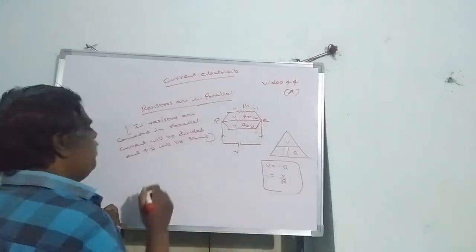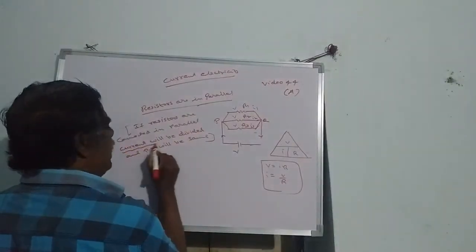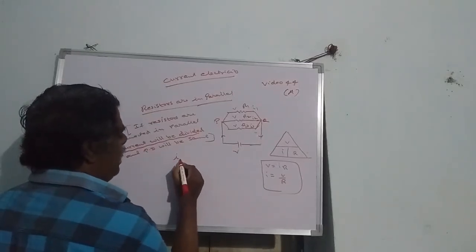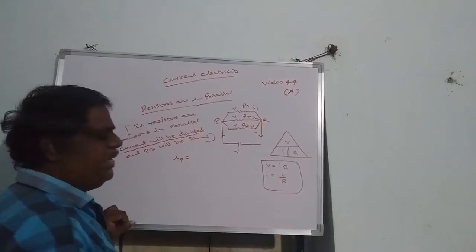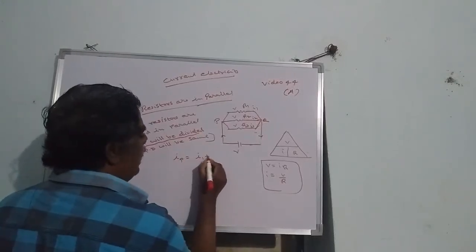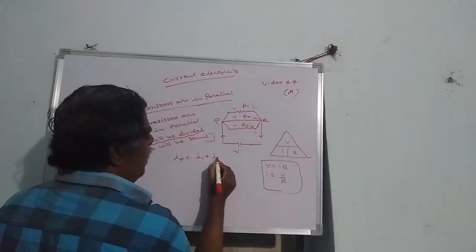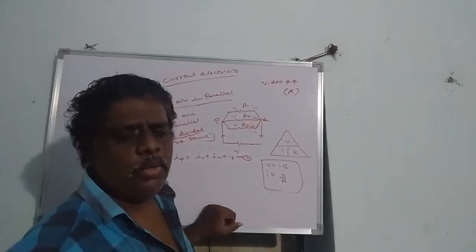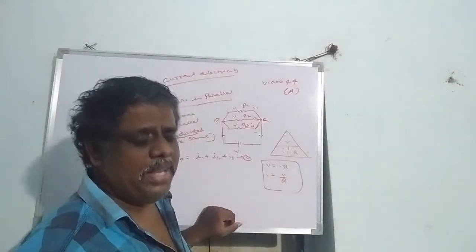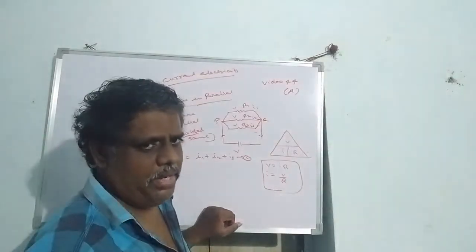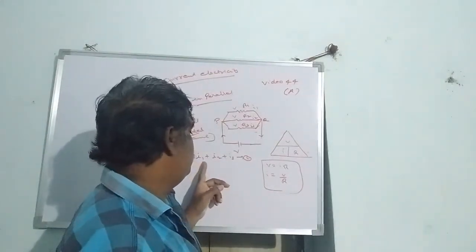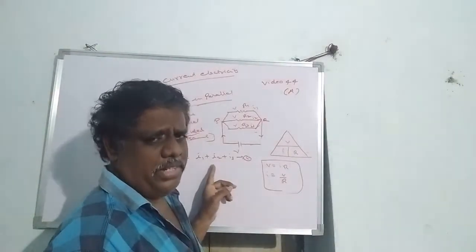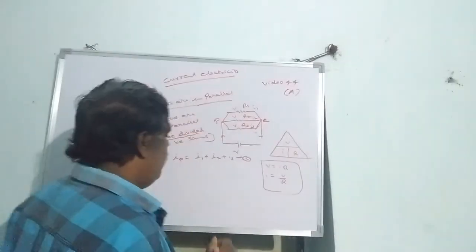Here what will be divided? In a parallel combination, current will be divided. So what is the total current? In a parallel combination, let us say it will be I suffix P. It is equal to the sum of the current across resistor 1, resistor 2 and resistor 3. This is equation number 1. P indicates a parallel combination. So the total current will be equal to the sum of the currents through resistors R1, R2 and R3. Now apply Ohm's law.